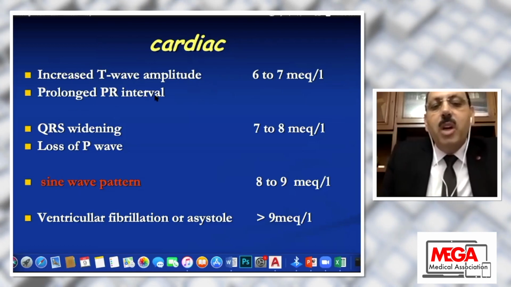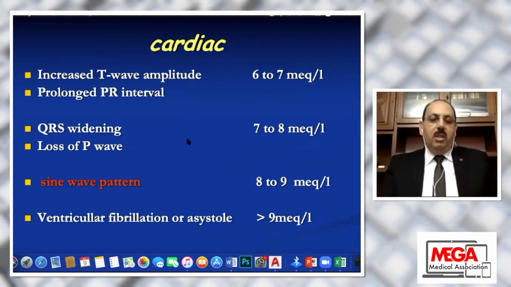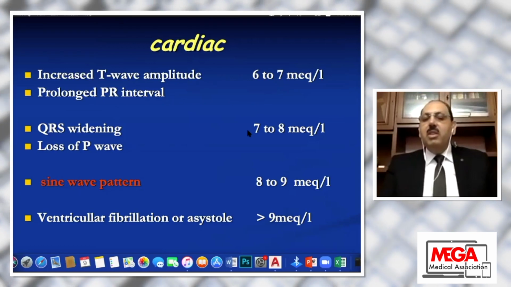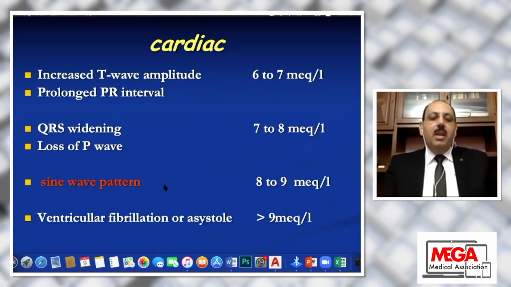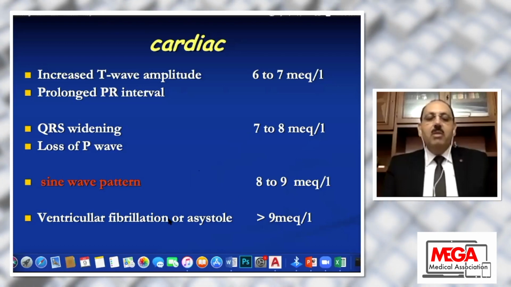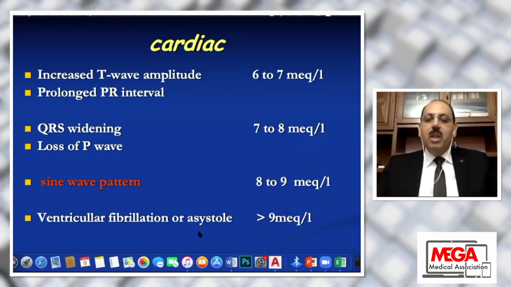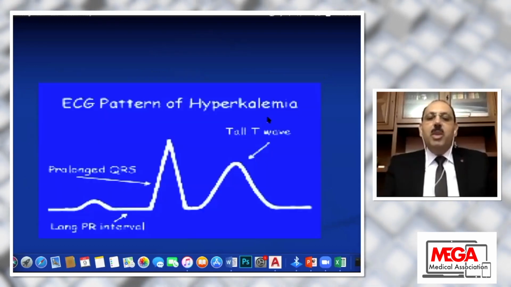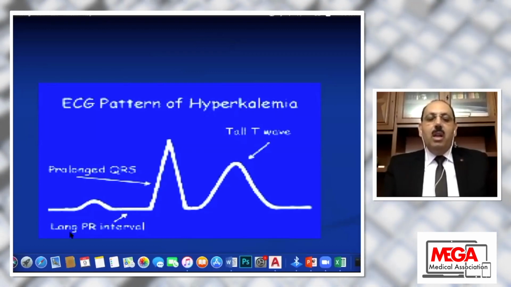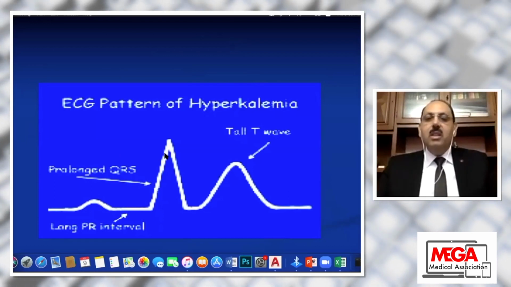or with prolonged PR interval, if the potassium level is between 6 to 7 milliequivalents per liter. Then widening of the QRS and loss of P wave if potassium level is 7 to 8 milliequivalents per liter. Then sine wave pattern if potassium is 8 to 9 milliequivalents per liter. Then ventricular fibrillation or asystole if potassium level is above 9 milliequivalents per liter. Here, the ECG pattern of hyperkalemia: tall T wave or peaked T wave, then prolongation of the PR interval and widening of the QRS.